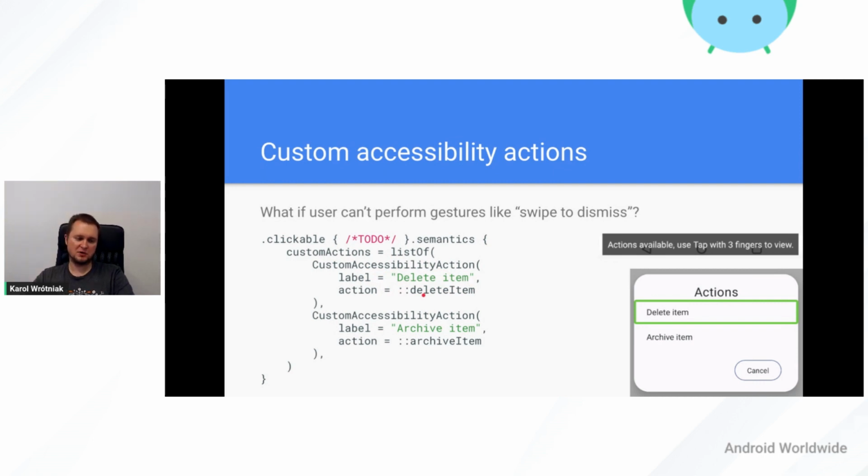So, for example, if you have, let's say, swipe right to delete item, and swipe left to archive item, then you can add actions like this. TalkBack will recognize that, hey, actions are available. Use tap with 3 fingers to view, and it will bring some menu like this, where user can choose the appropriate action.